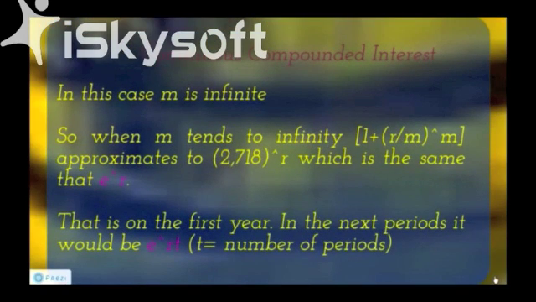Continuously compounded interest. In this case, m is infinite, so when m tends to infinity, (1 plus r divided by m) to the power of m approximates 2.718 to the power of r, which is the same as e to the power of r. That is for the first year. In the next periods, it would be e to the power of r times t, t being the number of periods.